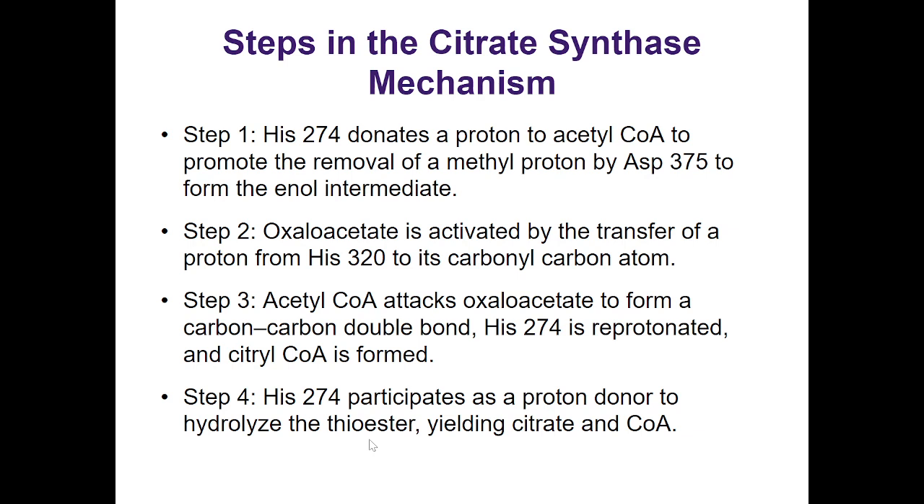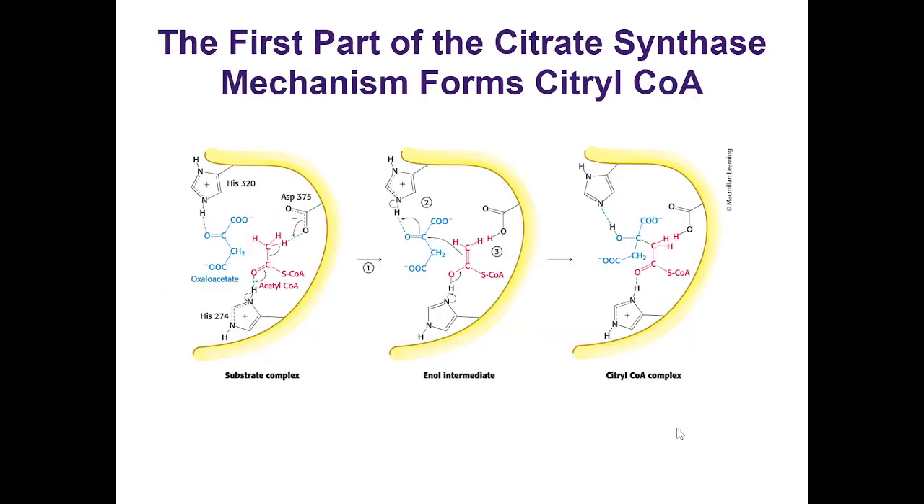Step 4 is going to be the His-274 participating as a proton donor to hydrolyze the thioester. Remember that thioester was that high energy bond in the acetyl-CoA that's going to be providing that final push of energy. This will yield you citrate and free up your CoA. CoA can then go back and get another acetyl.